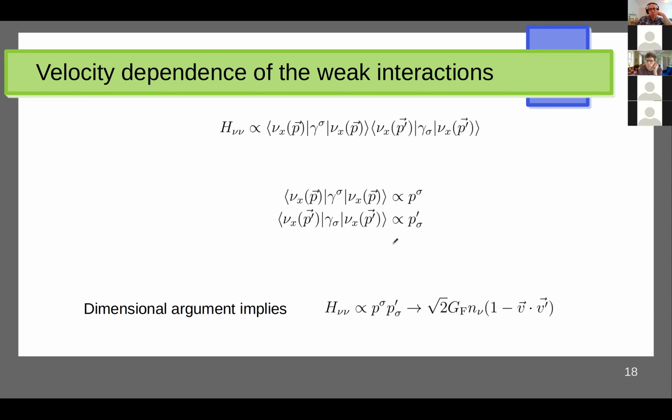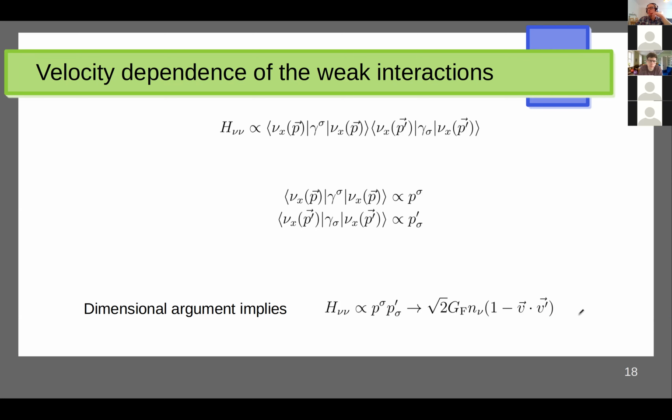Okay, so if we write down H nu nu, we know that it is the Hamiltonian, so it has to have the dimension of energy, and this G_F n_e has the dimensions of energy. So if we want to write down something that goes like p sigma, p prime sigma, which is dimensionless, the only option we have is 1 minus v dot v prime. Now, this is not a derivation. All I'm saying is that the fact that the self-interaction Hamiltonian has a velocity dependence makes sense.